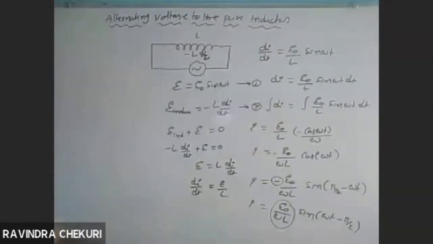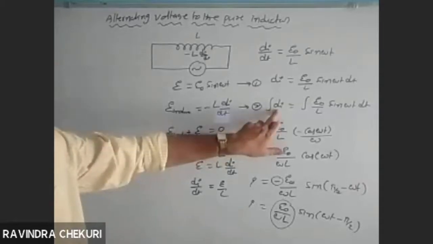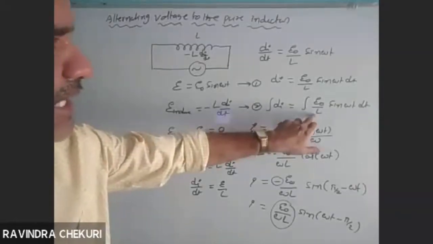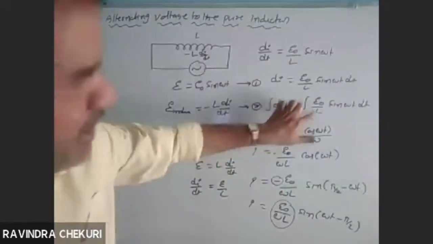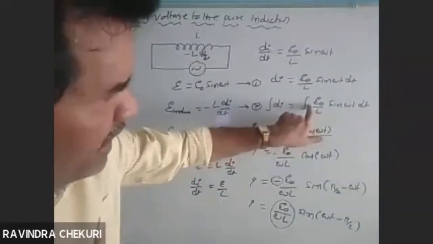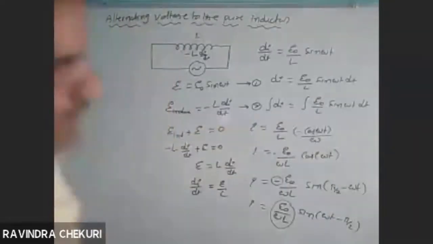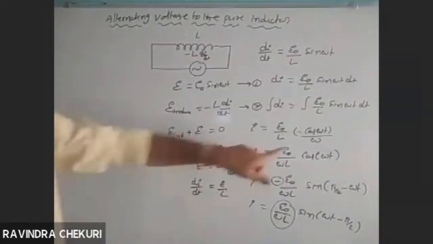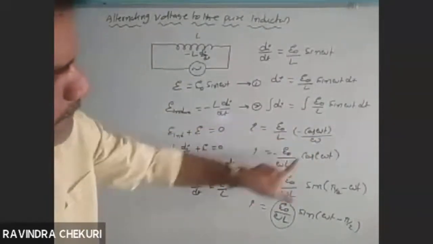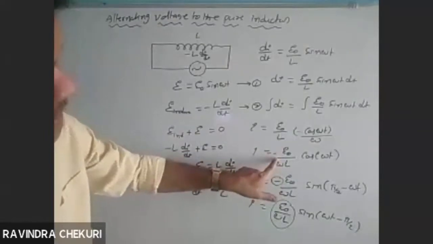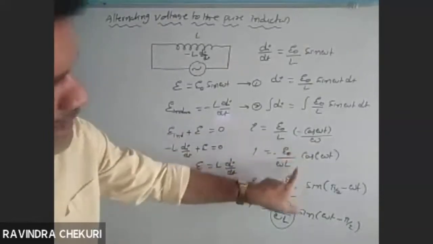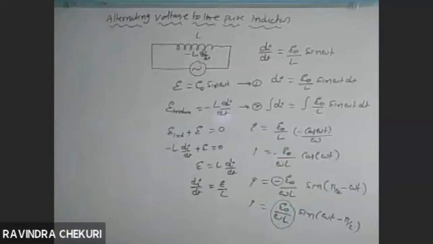How do we get current from di? We have to integrate it. Integral of di is equal to integral of E naught by L into sine omega t dt. Integral of sine theta d theta gives minus cos theta divided by omega, so I is minus E naught by omega L into cos theta.